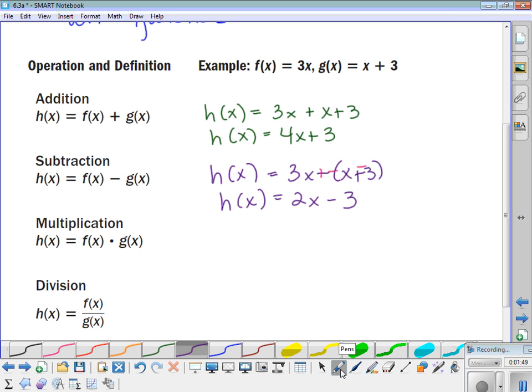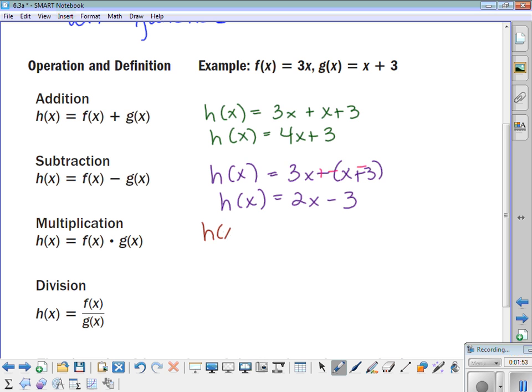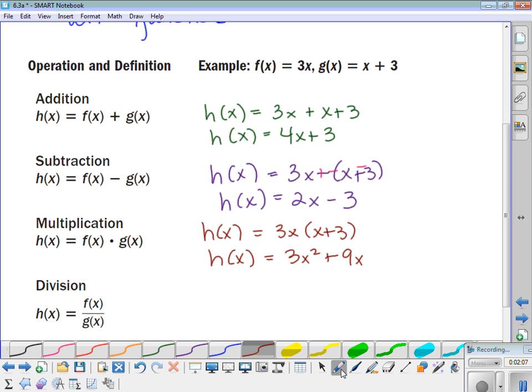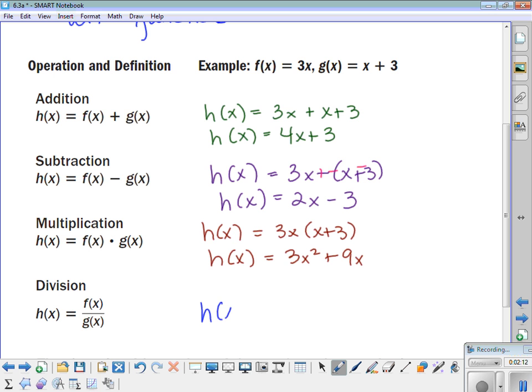Multiplication, we just multiply them together. So h of x would be 3x times x plus 3. And so h of x would equal 3x squared plus 9x. And then finally we can divide them. On top I would have 3x, on the bottom I would have my x plus 3.